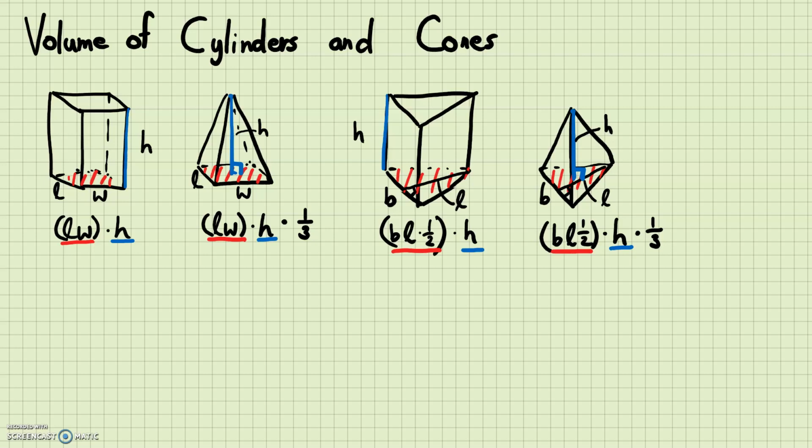And notice that even though the shape of the base changed, so here it was a rectangle or a square, here and here the bases are triangles. And for cylinders and cones, the bases are circles. But even though the bases changed, the concept is the same. So let me draw a cylinder here.